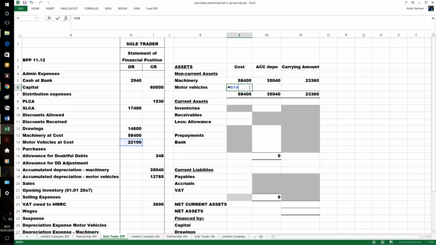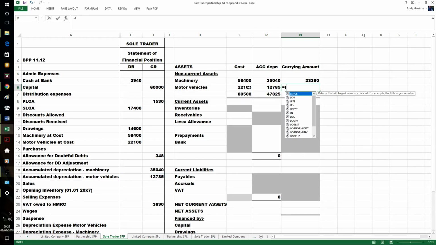The cost of the motor vehicles, 22,100. Accumulated depreciation. And take the accumulated depreciation off the cost to get the carrying amount.